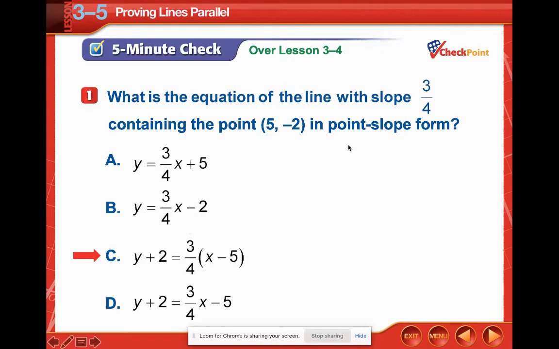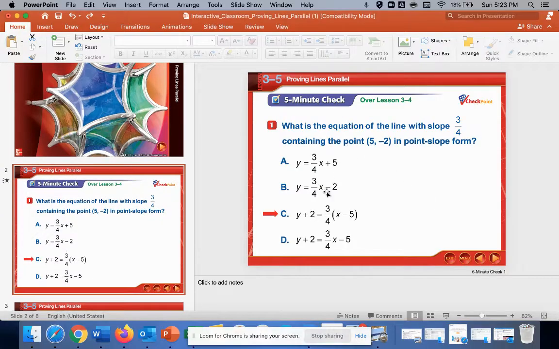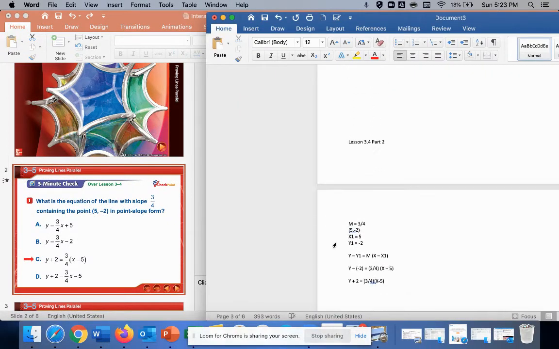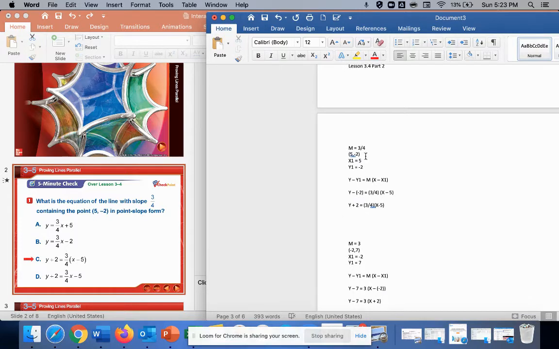For this one, you're going to use slope point form. Let me show you a little bit of it. We know the slope is 3/4. We have the coordinates 5 and -2, so 5 is our x1, -2 is our y1. Here's slope point form: y minus y1 equals m times x minus x1.